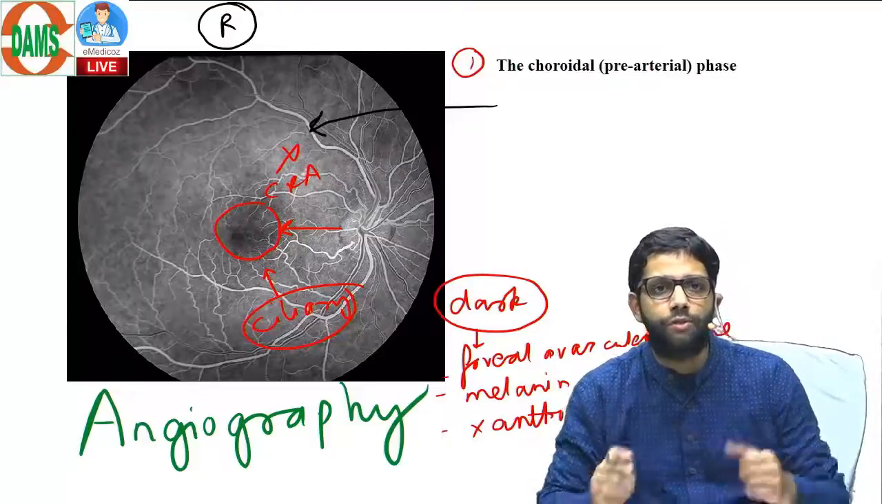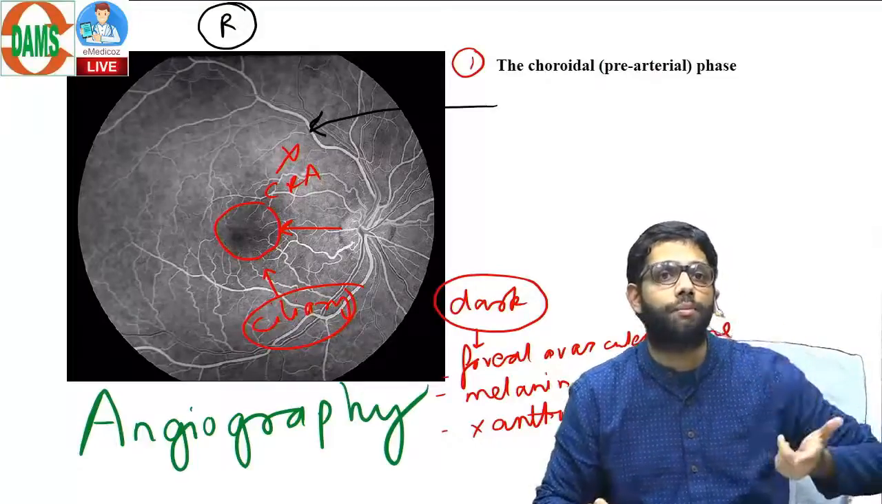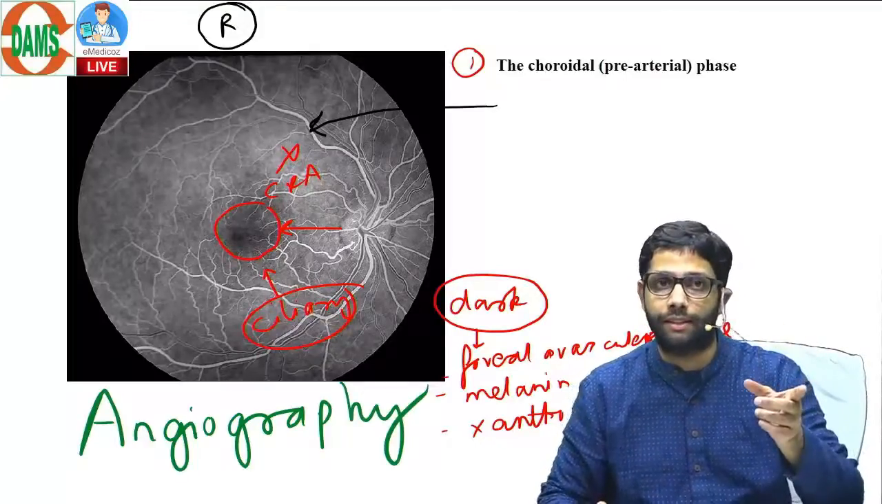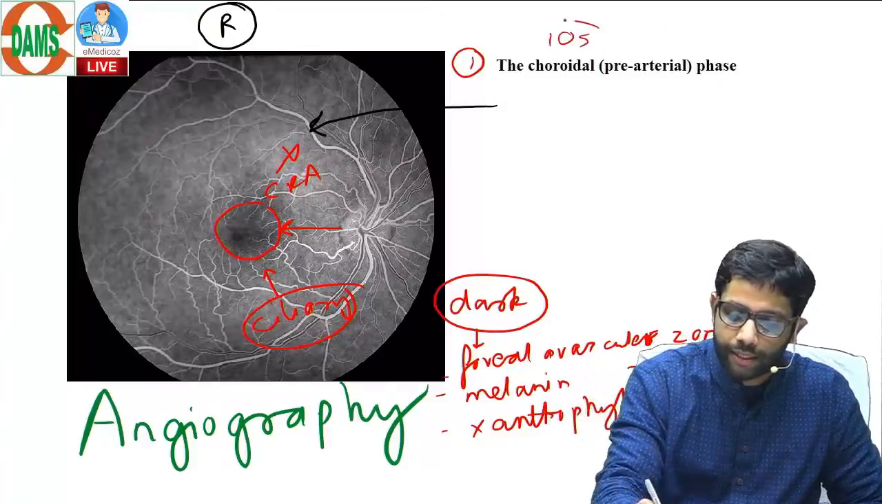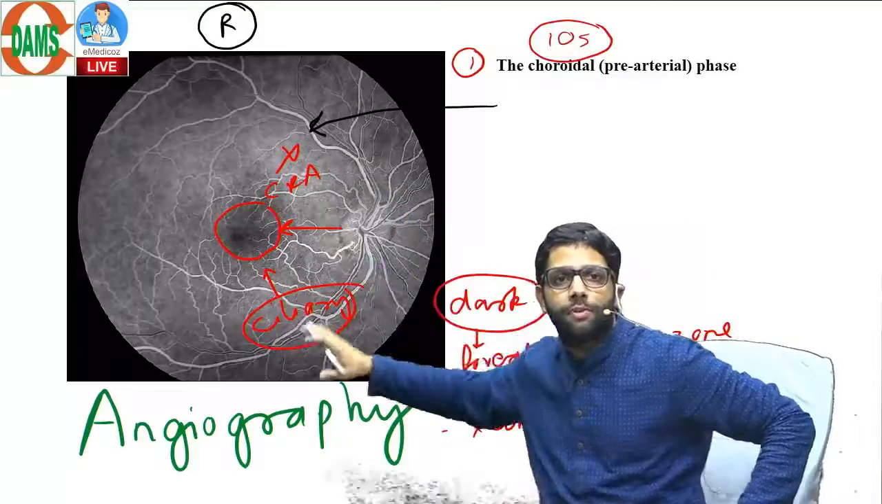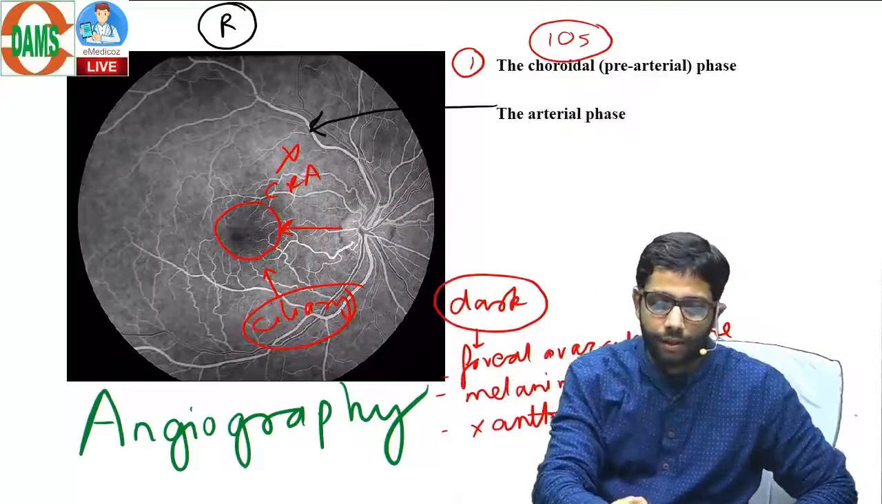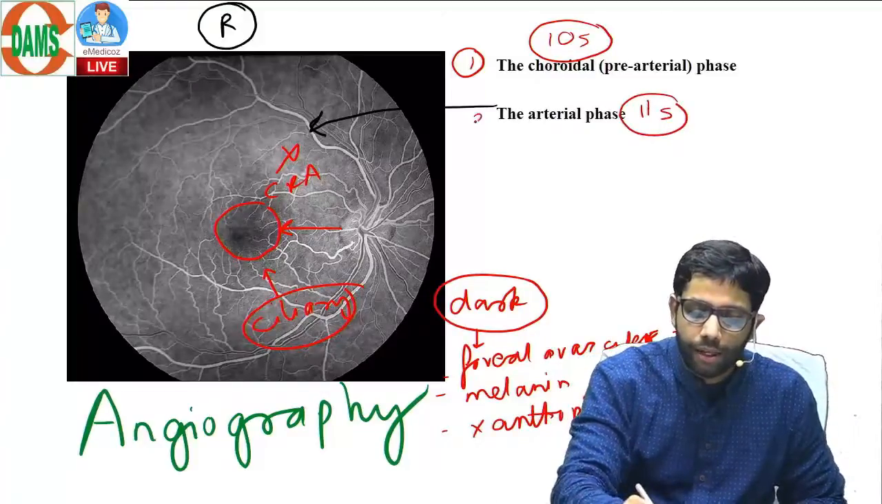How much time does it take from the arm to come into the retina? Arm-retina time is 11 seconds. One second before, about 10 seconds, it reaches the choroid first. So choroidal hue is the first to be seen. Then it comes to the arterial phase. Arm-retinal time is 11 seconds.